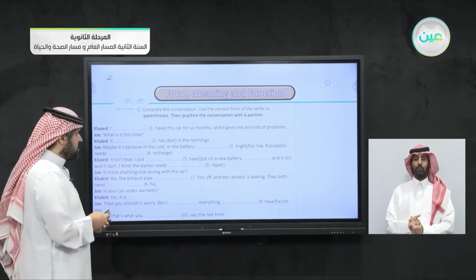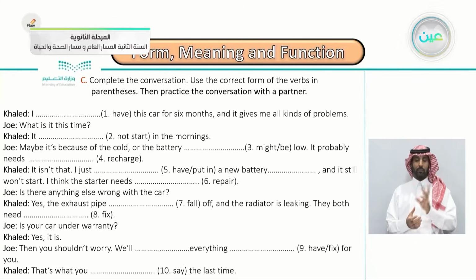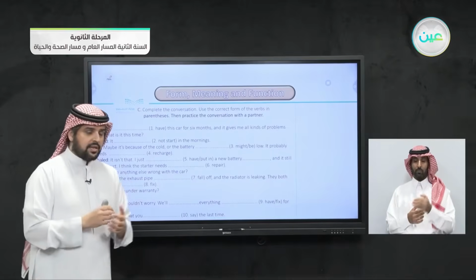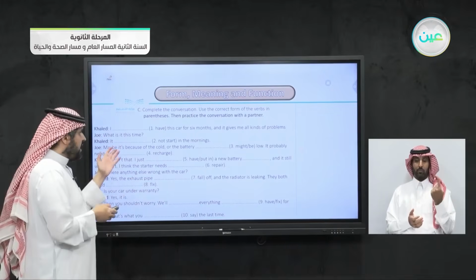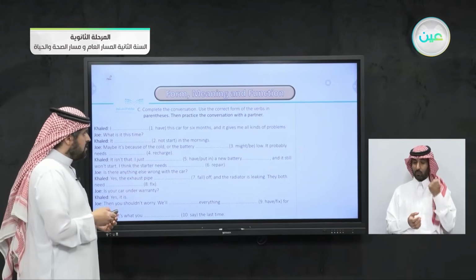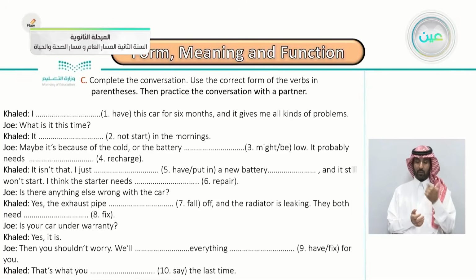Let's take some of these here. The first, here's a conversation between Khalid and Joe. Complete the conversation. Use the correct form of the verbs in the parentheses. Then practice the conversation with a partner. So let's answer this quickly. The first one: I have the car for 6 months. Very good. I have had the car for 6 months, and it gives me all kinds of problems.